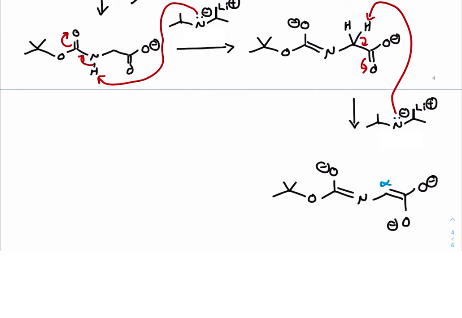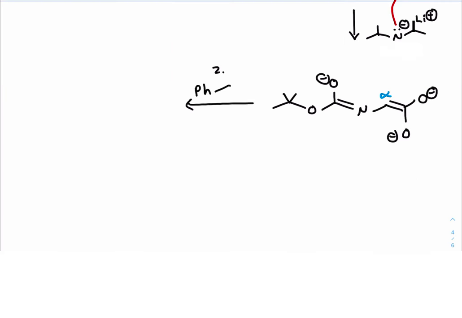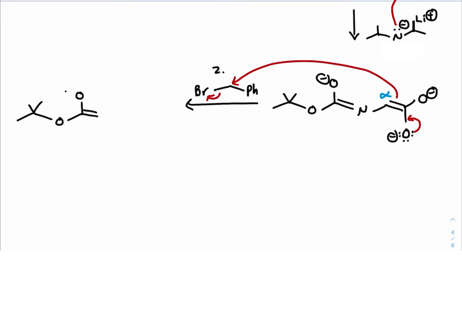The second thing that's important here is to think about the principle of microscopic reversibility. As we add in an electrophile, that electrophile is going to react at the most nucleophilic position. We can also consider that as the least stable position, or the one that was deprotonated last in this sequence. So when we add in the electrophile, it's going to react at the most nucleophilic site, the carbon, rather than at the oxygen atom or at the nitrogen atom. So we'll get an SN2-like reaction displacing the bromide.